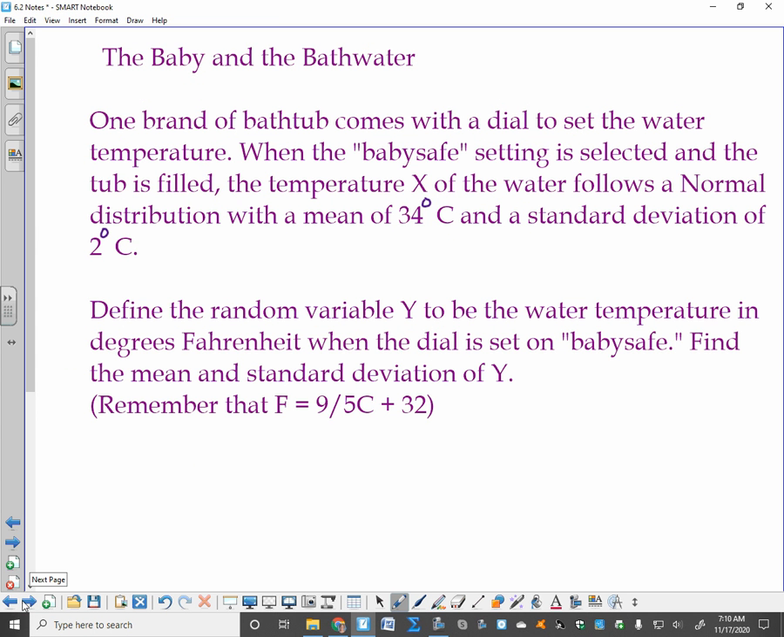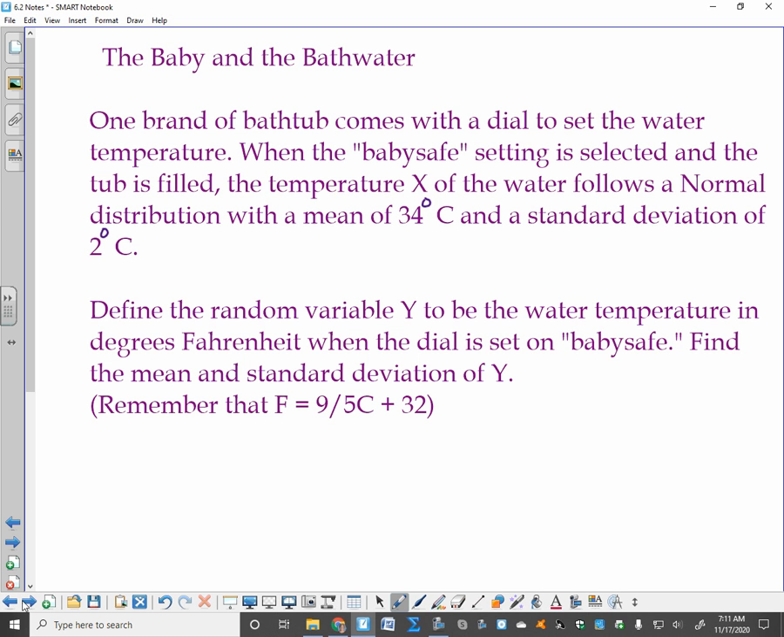Okay, the baby and the bathwater. One brand of bathtubs come with a dial to set the water temperature. When the baby safe setting is selected and the tub is filled, the temperature X of the water follows a normal distribution with a mean of 34 degrees Celsius and a standard deviation of 2 degrees Celsius. Define the random variable Y to be the water temperature in degrees Fahrenheit when the dial is set on the baby safe. Find the mean and the standard deviation of Y.